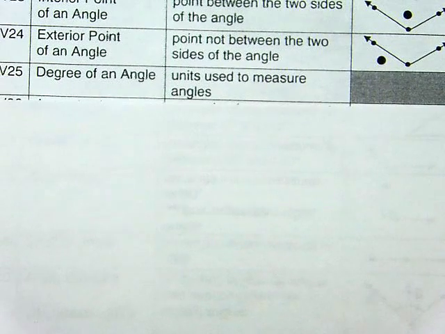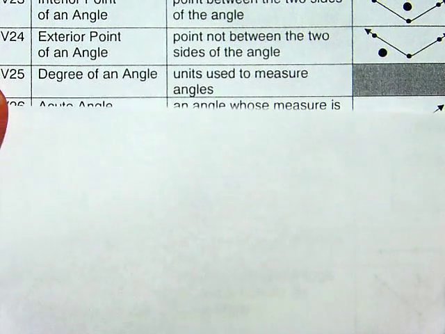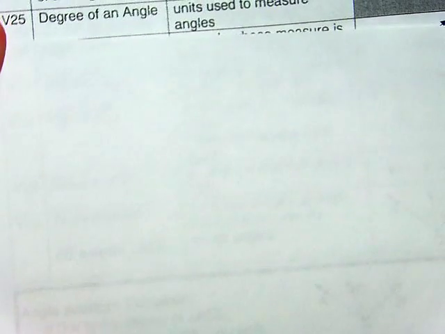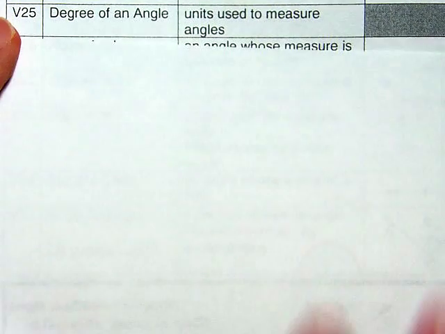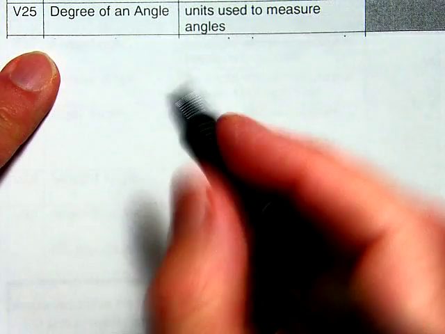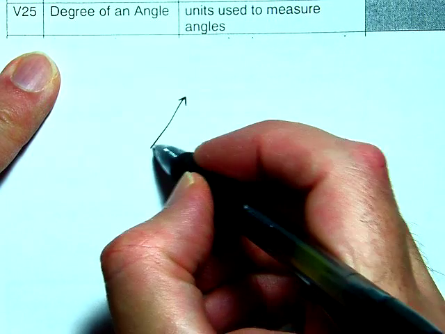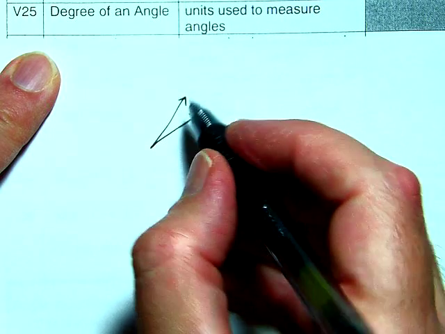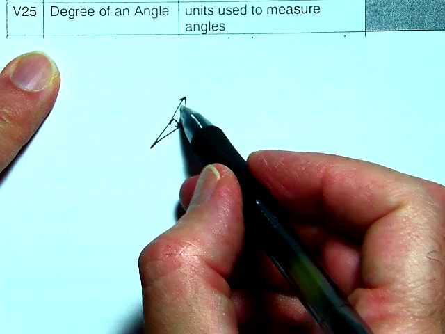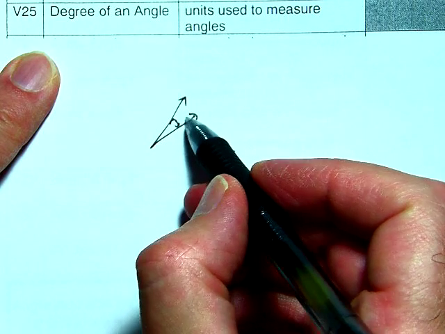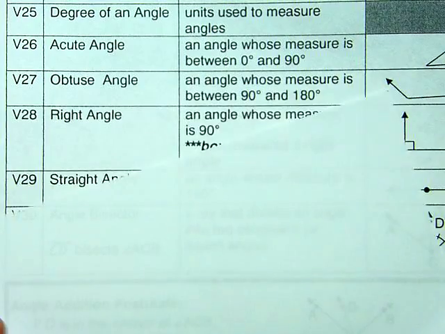Degree of an angle. Those are just the units that measure the size of the angle. So angles have sizes, and we're going to talk a little bit about the sizes of an angle, and that really has to do with the distance, in a way, between the two sides of the angle. So the degree of the angle has something to do with what's between these two sides of an angle. And we'll get a little bit more specific now.